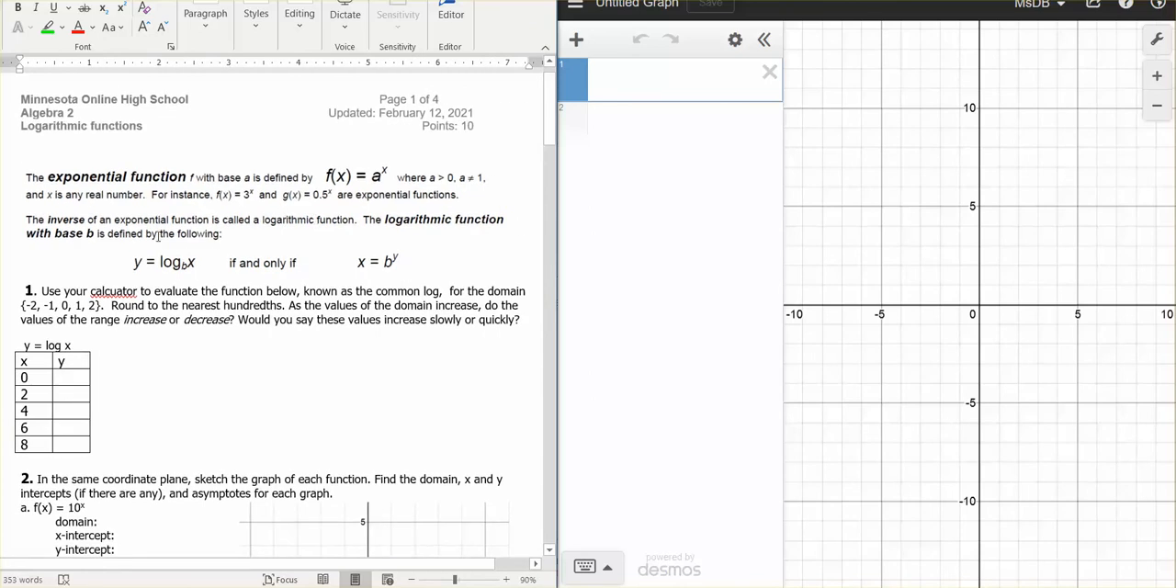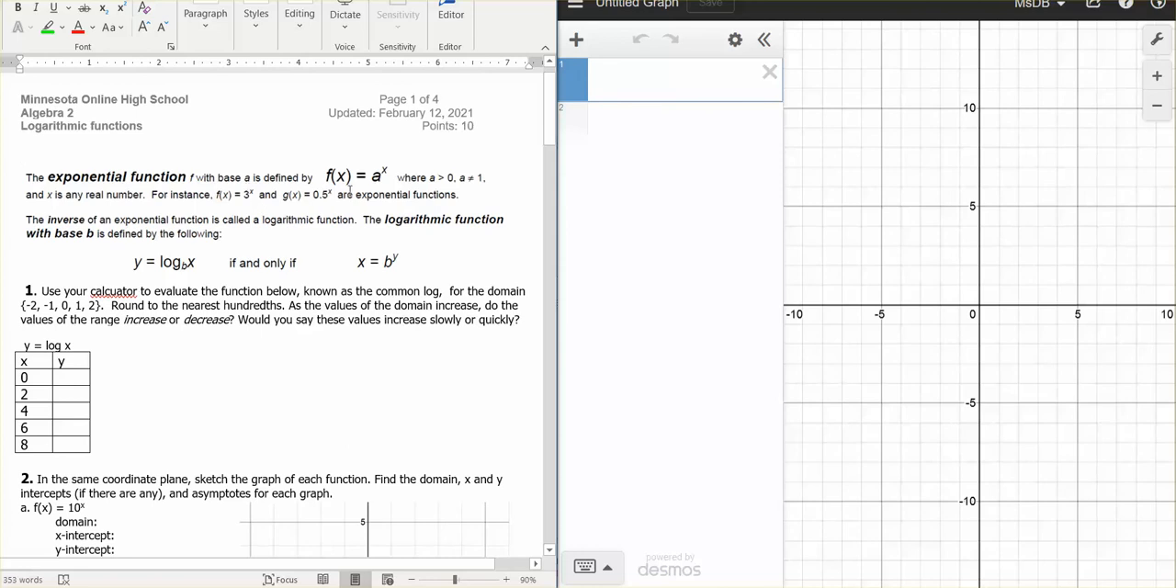It says the exponential function f with a base a is defined as f of x equals a to the x power. That's just an exponential function. We've used this for a while now. a has to be bigger than 0, a can't be equal to 1, and x can be any real number. And here's an example of an exponential function, 3 to the x, 0.5 to the x.